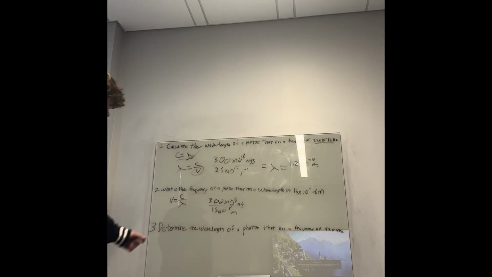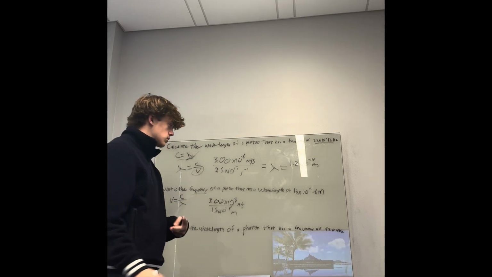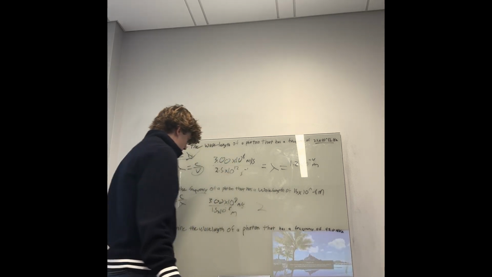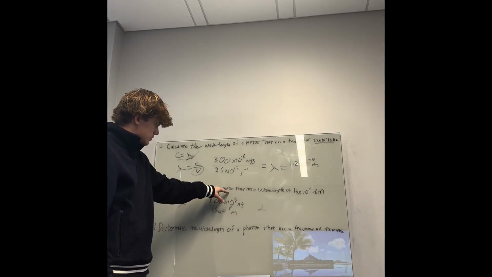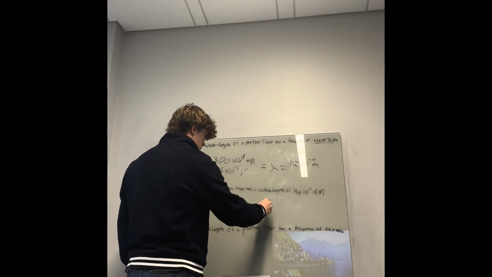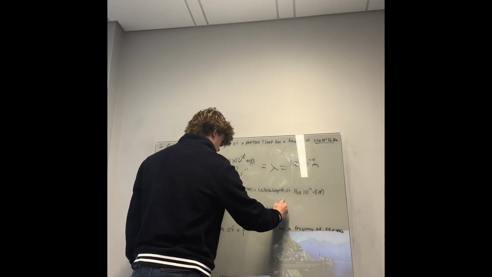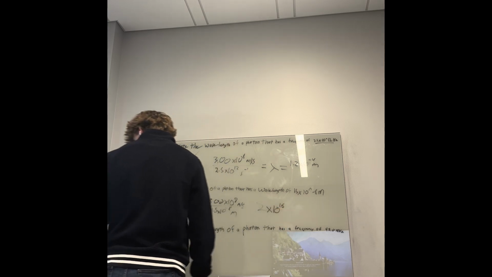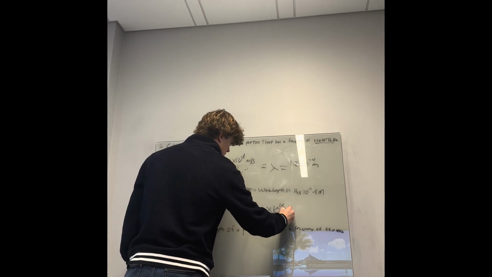In which 3 divided by 1.5 is 2. So you put 2 down here. If you're dividing by a negative exponent, it'll be a plus. So it'd be 2 times 10 to the 16th. And you have hertz, since it's frequency.